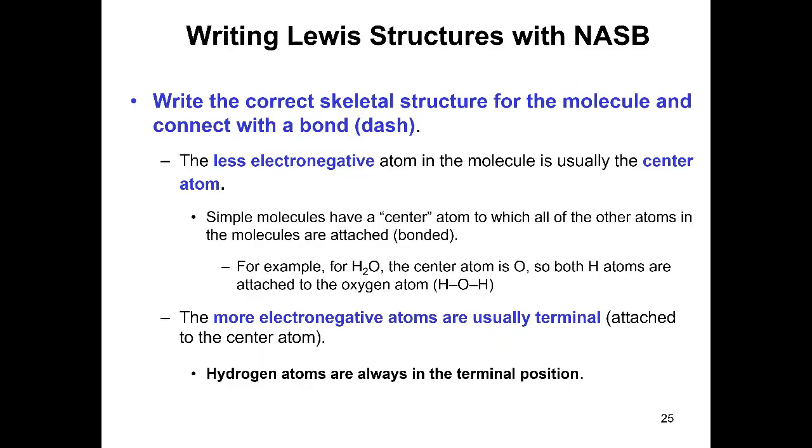So, using the NASB method, this is just another method where you use a little bit of math to figure these out, and it's not so much relying on you inferring things. The first thing you do is write the correct skeletal structure for the molecule, like we did before, and connect those with bonds. So you go ahead and connect each one of those individual atoms in the skeleton with a bond.